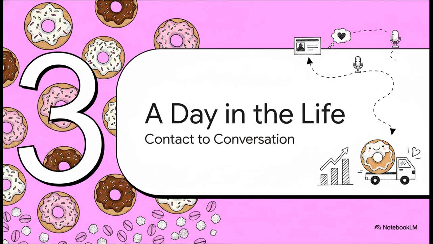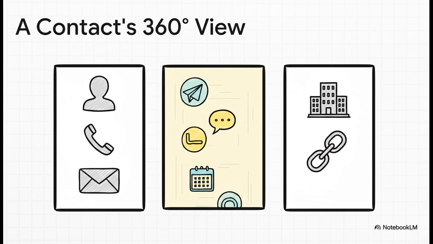Okay, so our data's clean, it's in the system, everything's happy. Now let's see how this thing actually works in a real-world scenario. We're going to follow a lead for our hypothetical business, a donut distribution company. Why not? When you click on any contact, you get this complete 360-degree view. You've got their details on the left, who they work for on the right, but the real gold is right here in the center. That's the activity feed, where every single email, every call, every meeting is automatically logged.